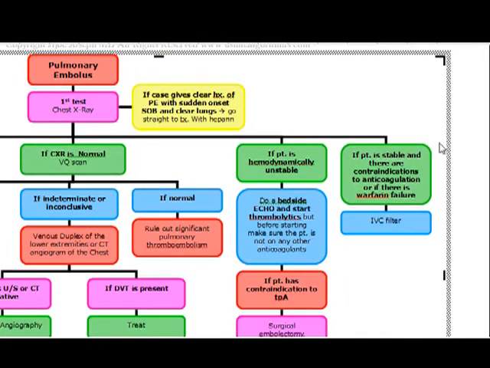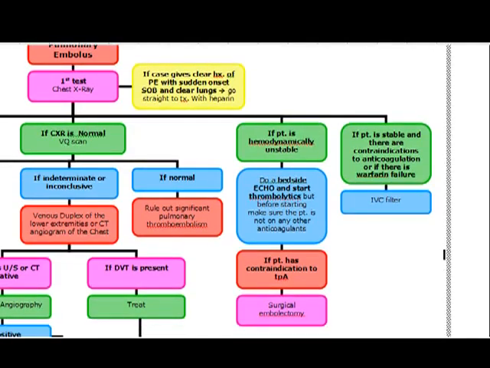Pulmonary embolus, if you did the chest x-ray and there's a high index of suspicion of pulmonary embolus, and the patient is hemodynamically unstable, you're going to do a bedside echo and start thrombolytics. But before you start the thrombolytics, remember, you have to make sure they're not on any other type of anticoagulants, and you also have to make sure that there's no contraindications to these thrombolytics. And if the patient has a contraindication to TPA, you're going to do a surgical embolectomy.